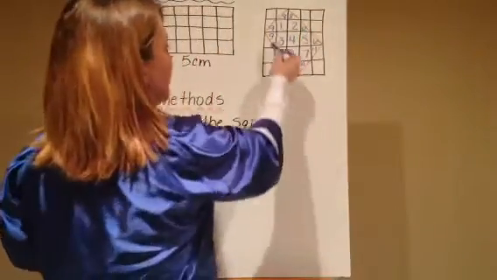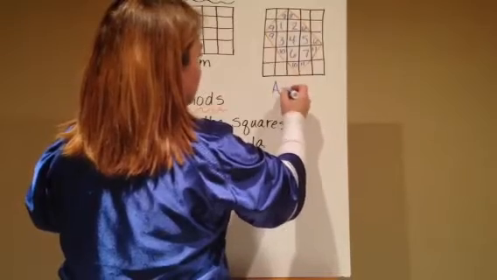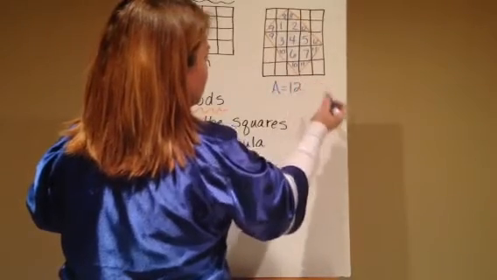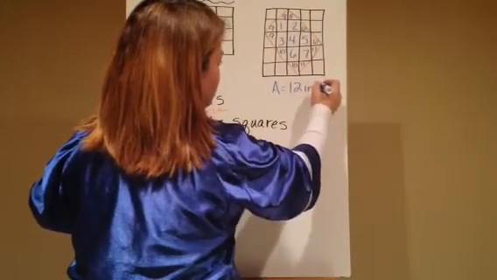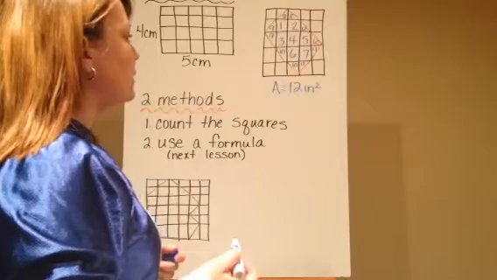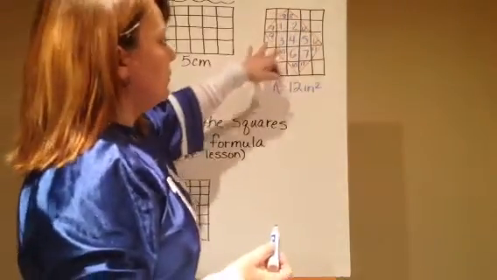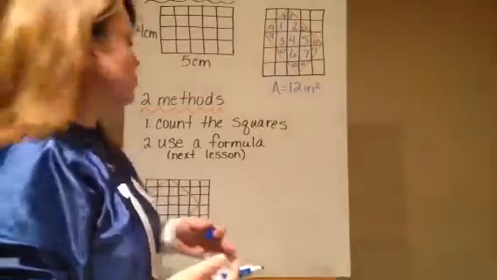So the area for this particular shape would equal 12, and we're going to call that inches squared, okay, because we've got to put our label on there. That's how I would calculate the area for that particular shape, especially when we don't have full squares.